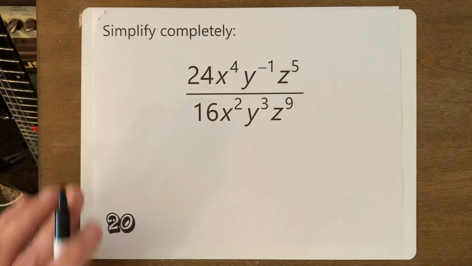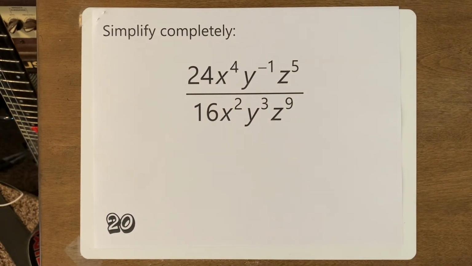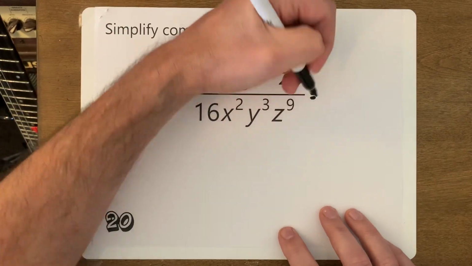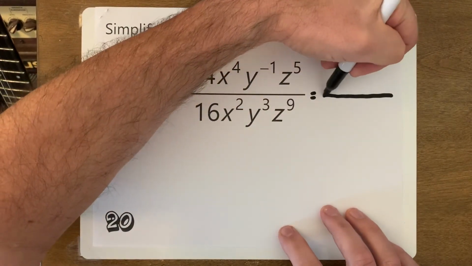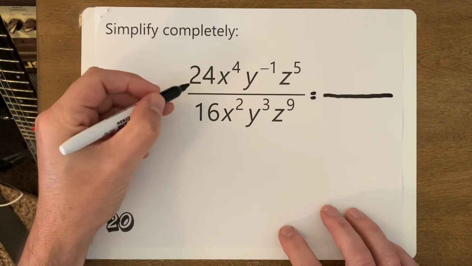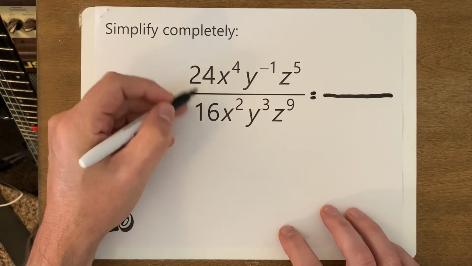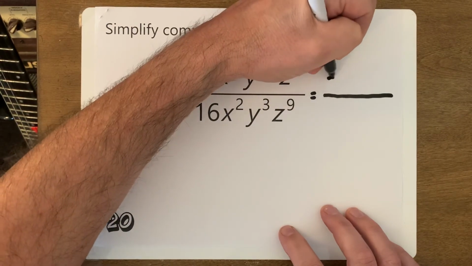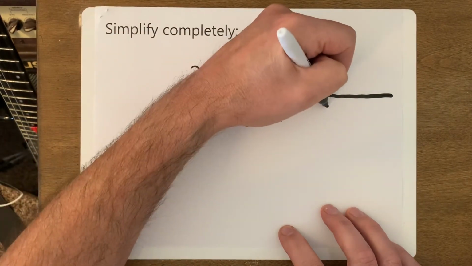And our last example. Throw a number in there. Let's see how this works out. Okay, here's my division. 24 and 16. I'm thinking 8 is a common factor of these, right? 8 goes into 24 3 times. 8 goes into 16 twice.